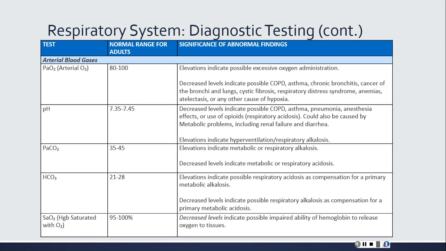Remember, this is not a percentage. Okay, this is a level here. All right. These elevations indicate possible excessive oxygen administration. Decreased levels indicate possible COPD, asthma, chronic bronchitis, cancer of the bronchi and lungs, cystic fibrosis, respiratory distress syndrome, anemias, atelectasis, or other causes of hypoxia.